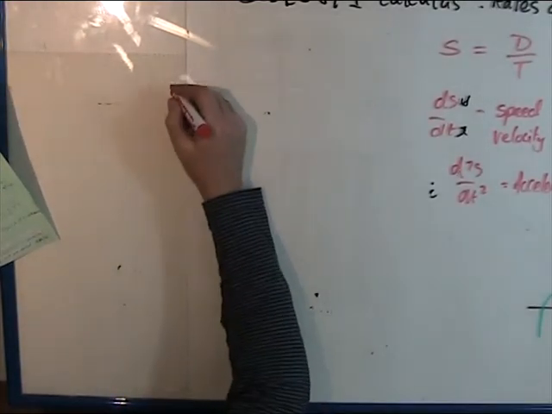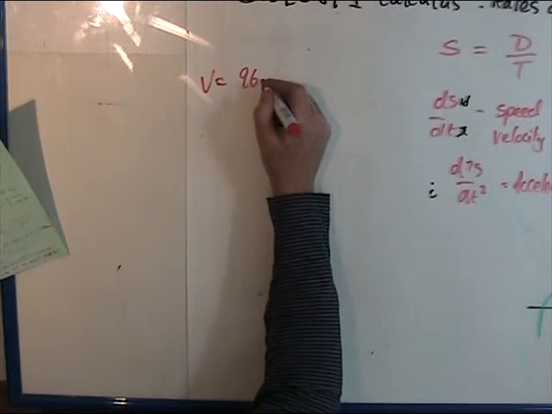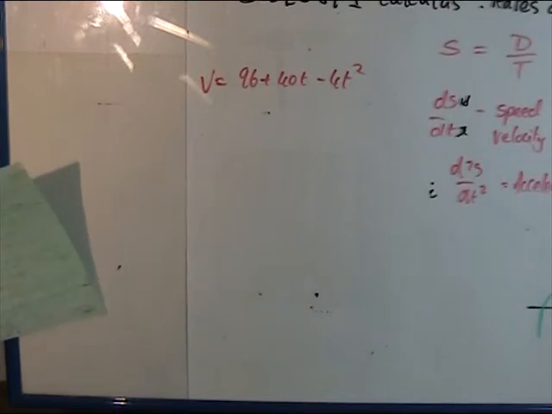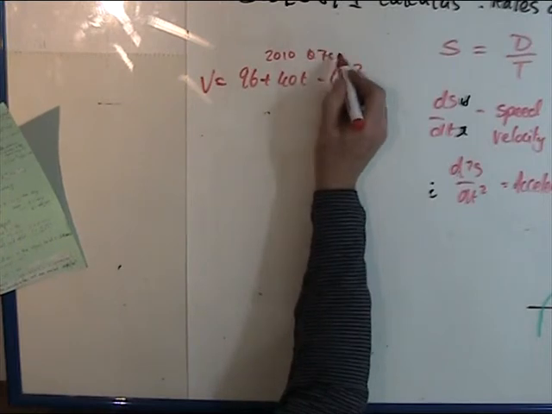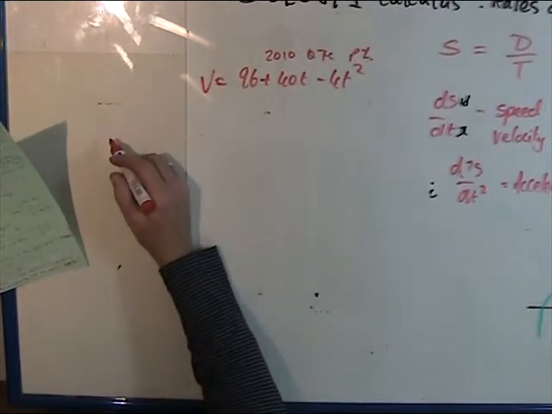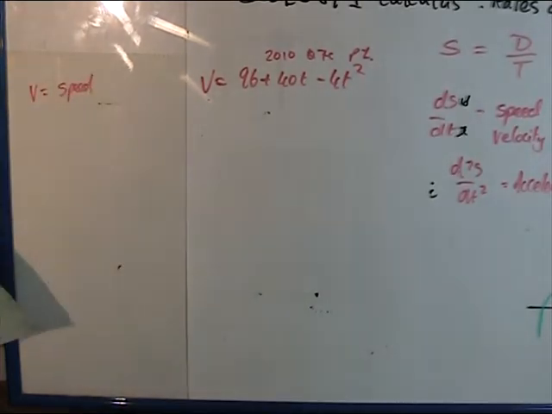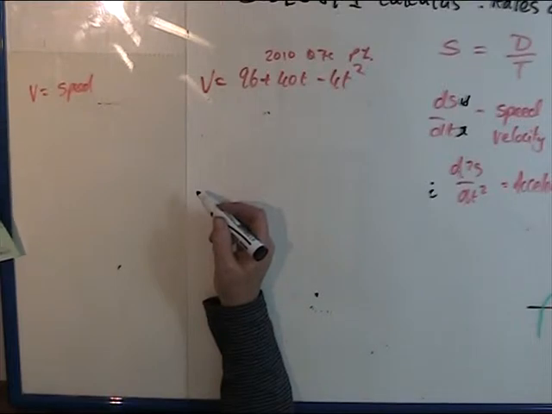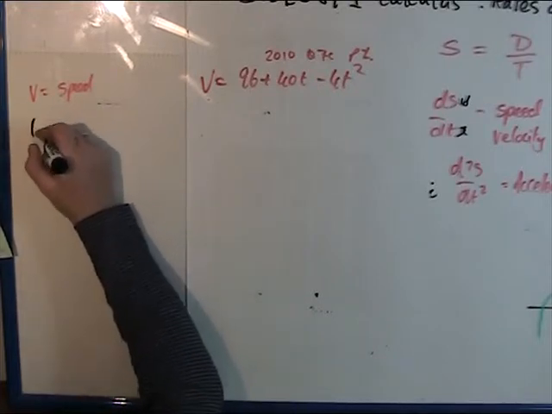So 2010, V is equal to 96 plus 40t minus 4t squared. Okay, now it says this is 2010 and it's question 7C, paper 1. And it says the speed V, so V is speed, okay, so V is speed. I'm going to put this in black. V is equal to speed, of an object at the time t.